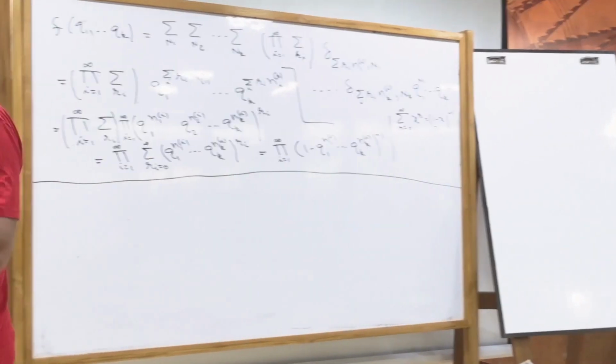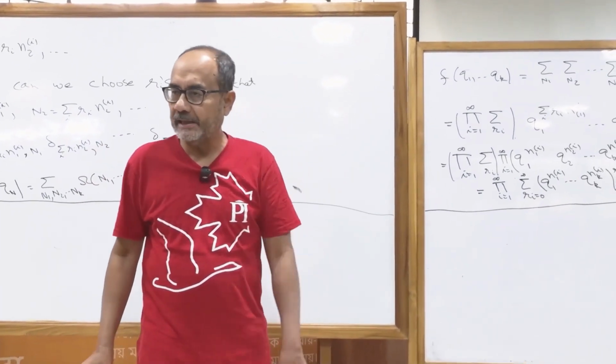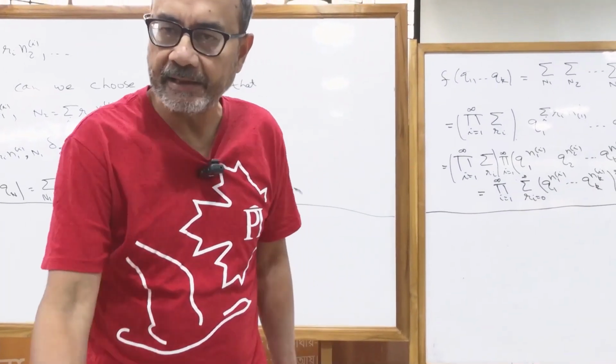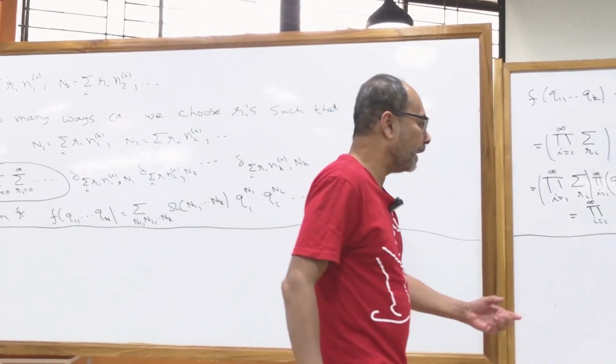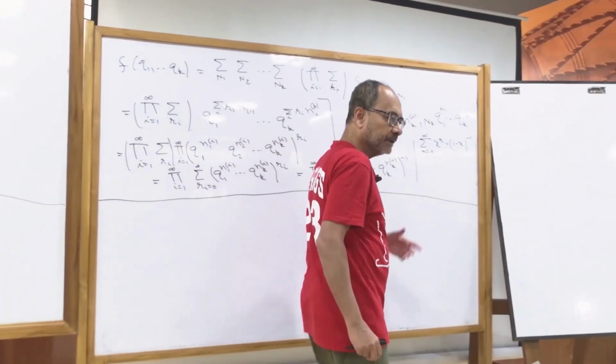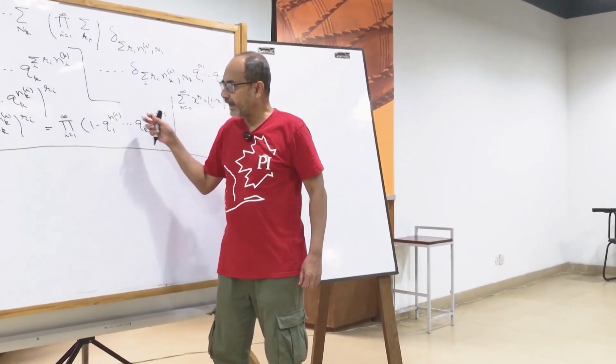So this basically says that if you know what kind of oscillators are there and what charges they carry, then we can directly write down an expression for the partition function using this formula. Because this only needs to know, for each I, what are the charges that it is carrying.